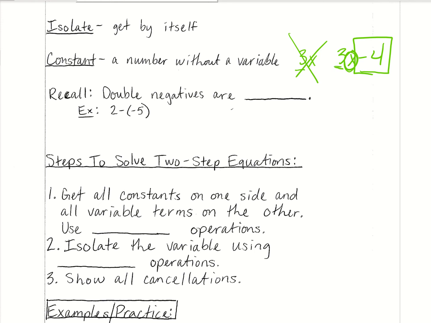And the last little bit of previous stuff, just to recall: double negatives are positive. Like in this example, if you have 2 minus negative 5, that is the same thing as 2 plus 5, which would equal 7. Here's just another example. I only did addition and subtraction there, but if you had multiplication, negative 3 times negative 4 is positive 12 because two negatives is a positive.